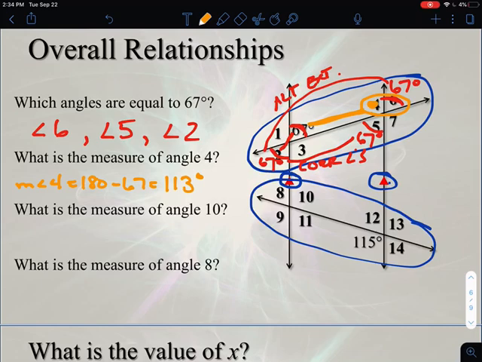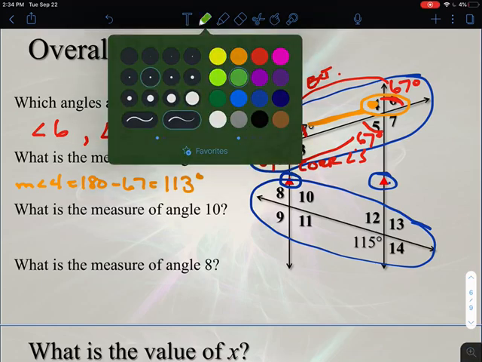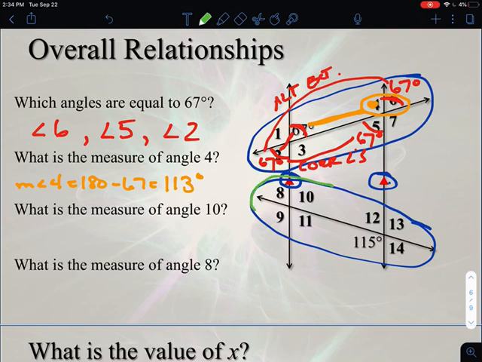Now when we go to the next question, what's the measure of angle 10? Now if I look at angle 10, it is down in this region here, so I can only be working with these angles down here. So from this point on, these angles are out of the question. I can only be working with these angles that are down below. So if I want the measure of angle 10 right here, well, the only angle I know down here already is this 115 degree angle.